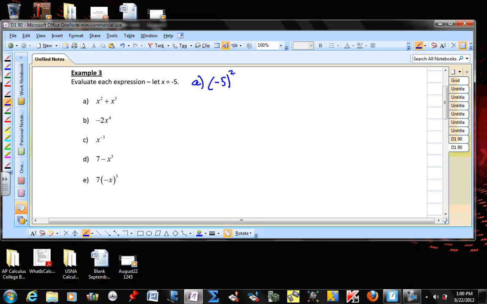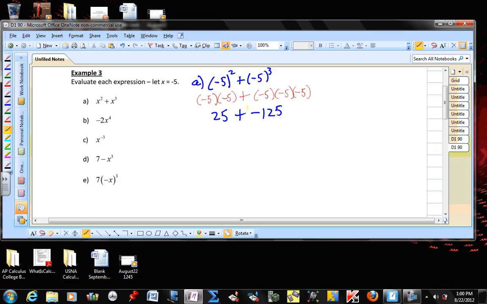So we're going to have (-5) squared plus (-5) to the third power. Remember, squaring something means multiplying by itself. So we're going to get -5 times -5 plus, taking something to the third power means multiplying by itself 3 times. So we get -5 times -5 times -5. So here it goes. -5 times -5 is positive 25. -5 times -5 times -5 is negative 125.